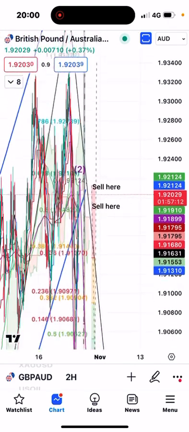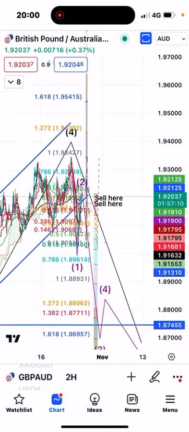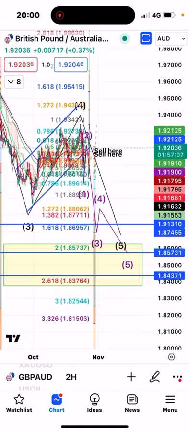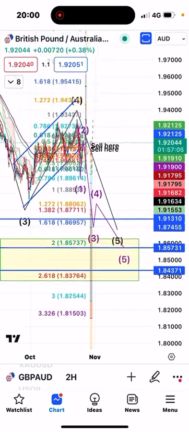So I'm looking to catch the move all the way down from here. I'll be back in a few days with an update on this, and we'll see if it's following my path.